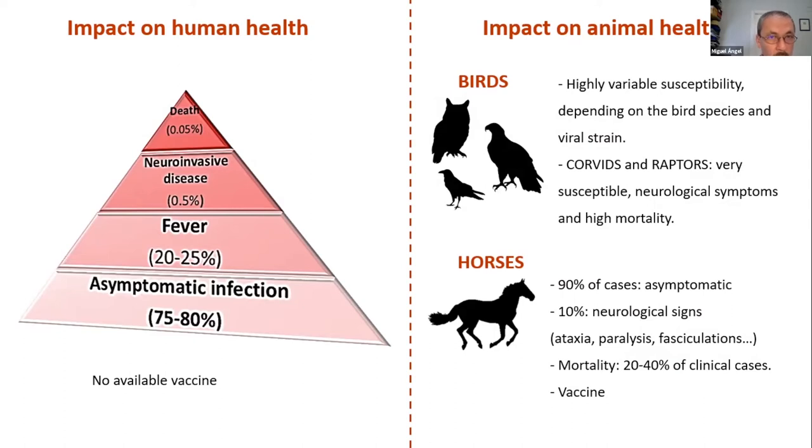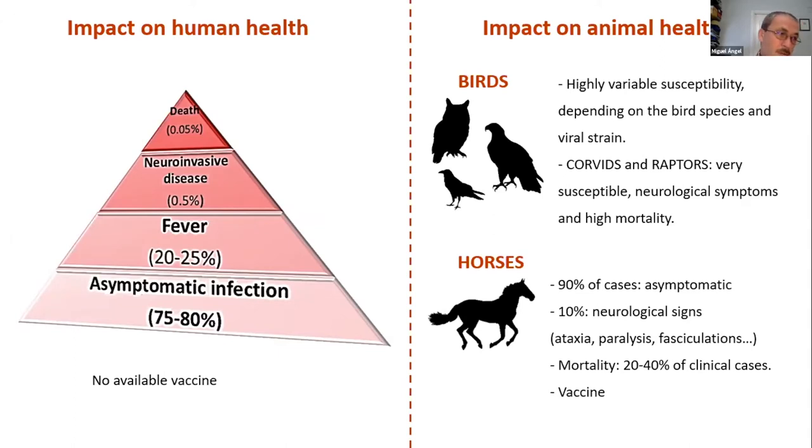Of course, it impacts human health very much, but you can see on the left-hand side of this slide that most of the infections course asymptomatically in humans. Approximately 75 to 80% are asymptomatic. A number of infections develop mild symptoms like fever, 20 to 25%, and a small number of infections develop more severe disease, such as meningitis and encephalitis, because the virus is neuroinvasive, is neurotropic, and can affect the nervous system. And one in every 10 of these severe neuroinvasive diseases can end in death. There is no vaccine available for humans, although there are vaccines available and effective for preventing the disease in horses.